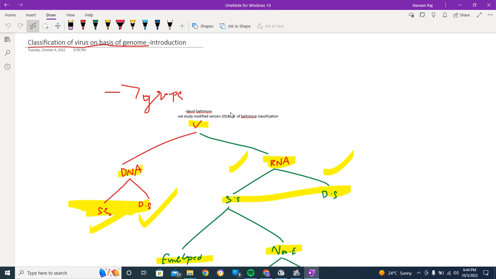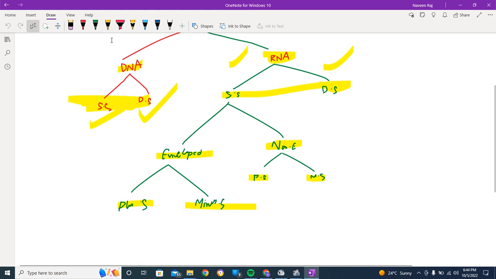In the last video, we discussed the classification of viruses on the basis of genome. We just looked into an overview and the different groups included in it. And today's video looks into the DNA viruses. We are discussing this thing, the DNA.